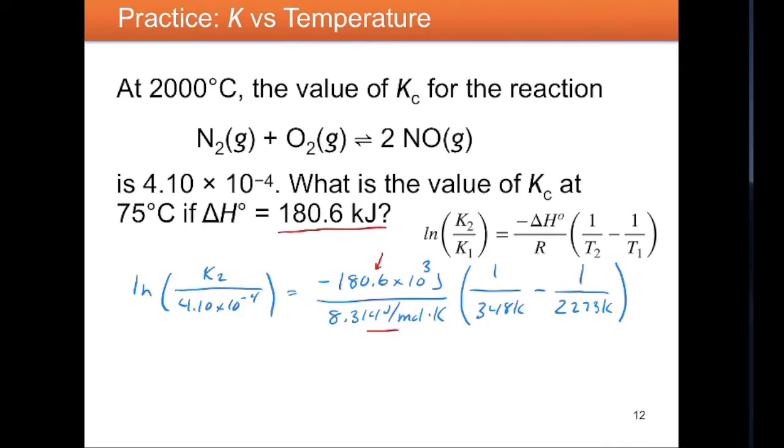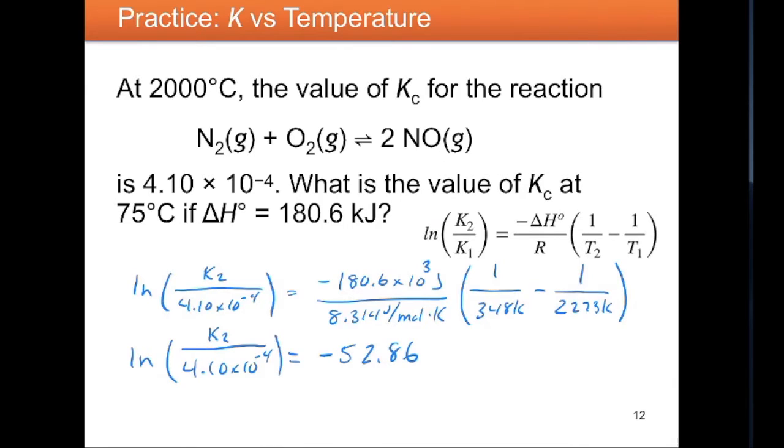The other thing to be aware of is to make sure that K1 and K2 are in the right part of the equation and T1 and T2 are in the right part of the equation. So the K value for K1 has to correspond to temperature 1 and equilibrium constant K2 has to correspond to T2. So now we can just solve for the right-hand side of the equation because all we have over there is a bunch of numbers, and we end up getting what we see here.